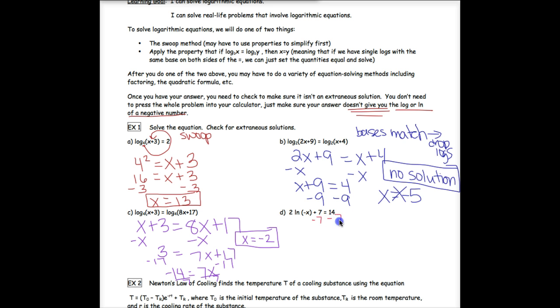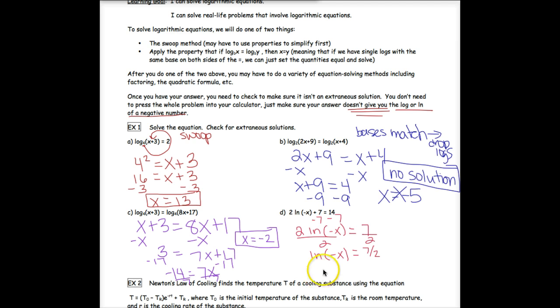So first thing we would do to get the log by itself is subtract 7. So that gives me 2 natural log of the opposite of x equals 7. Then I need to divide by 2 on both sides. This doesn't come out evenly, so leave it as a fraction. I've got natural log of the opposite of x equals 7/2.